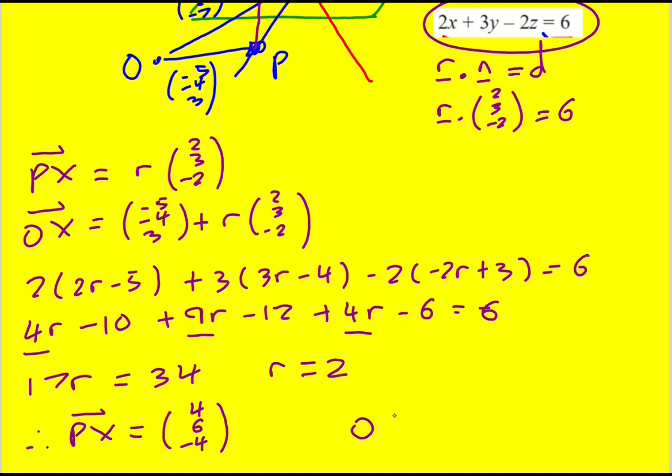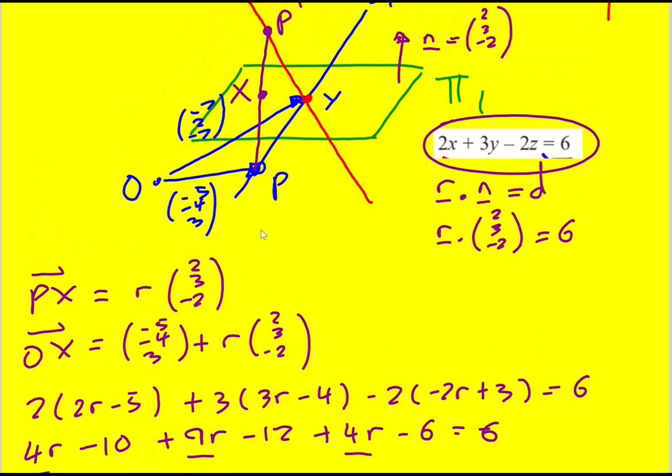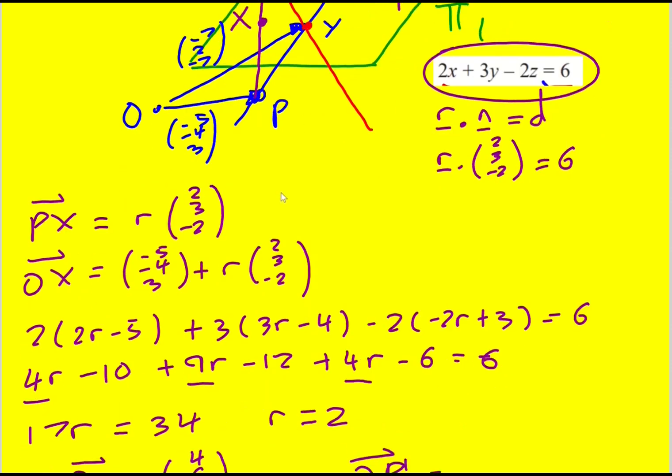And from that, I can get OP dash. Because OP dash is going to be, I need to go from O to P. And then I actually need to go twice what PX is.